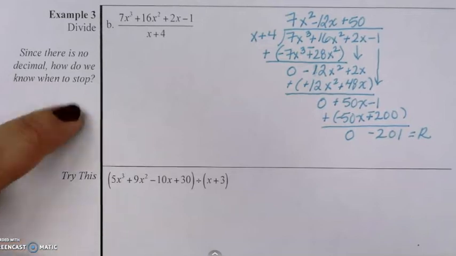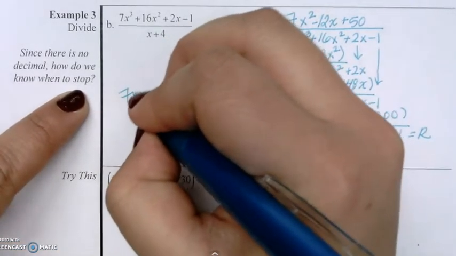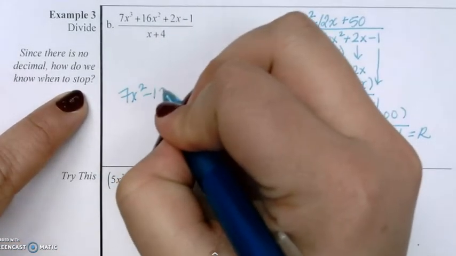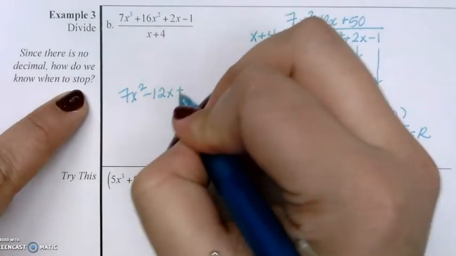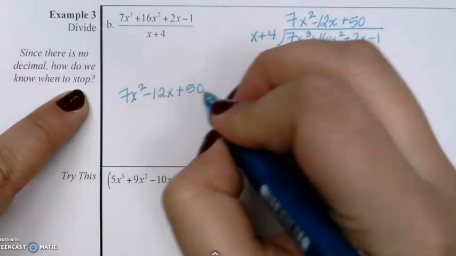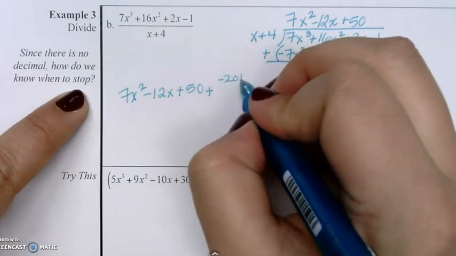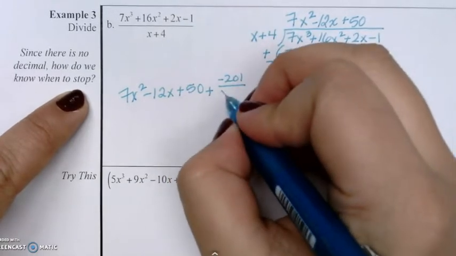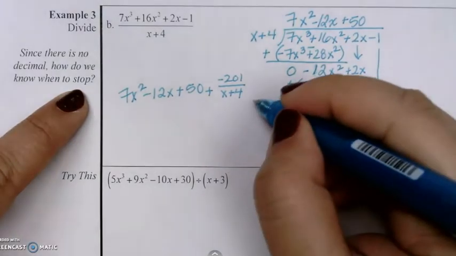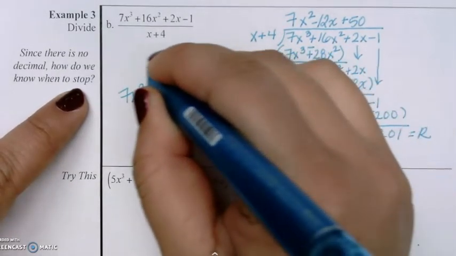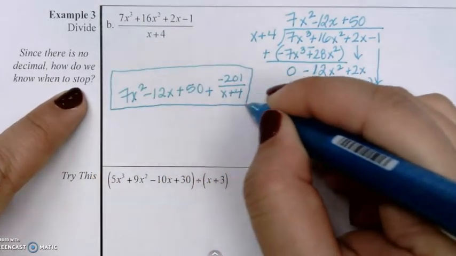So how do we write our quotient? 7x squared minus 12x plus 50 plus negative 201 divided by our denominator x plus 4. And that is our quotient.